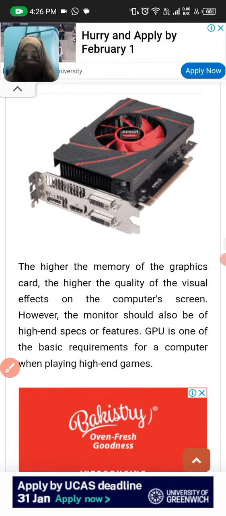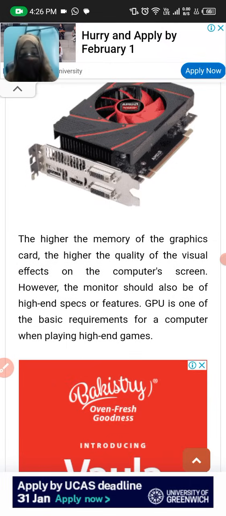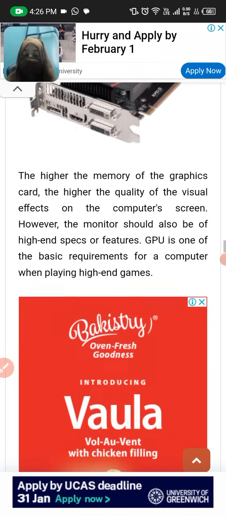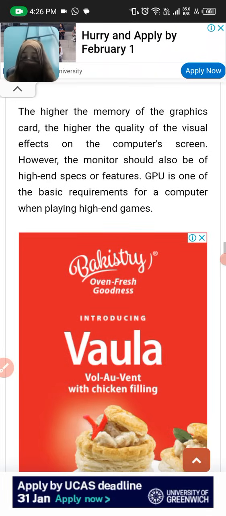The higher the memory of the graphics card, the higher the quality of the visual effects on the computer screen. However, the monitor should also have high-end specifications and features. GPU is one of the basic requirements for a computer when playing high-end games.